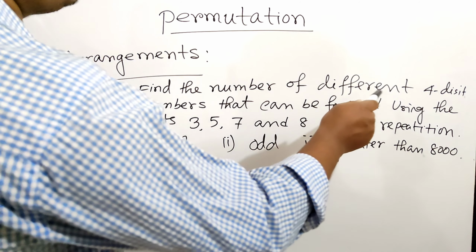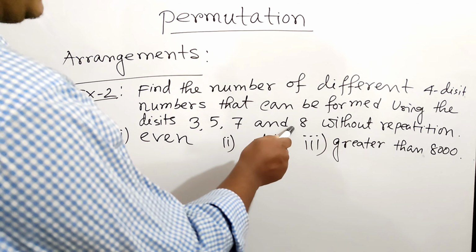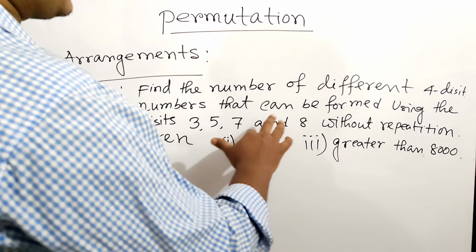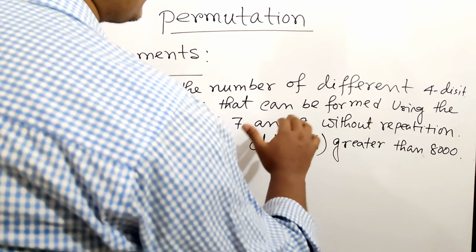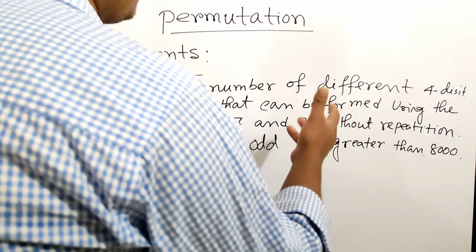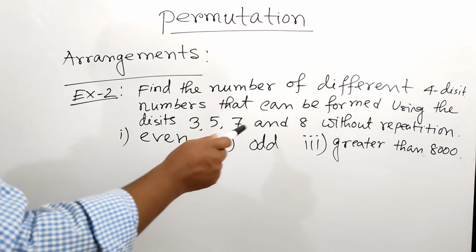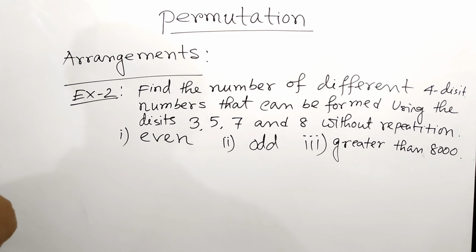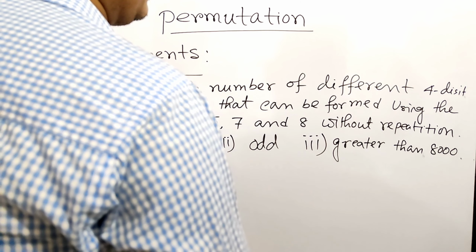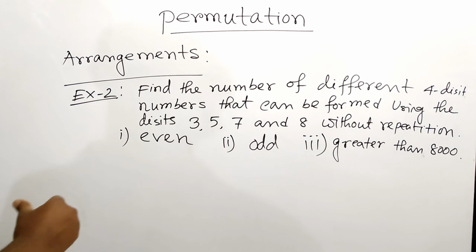Now look at example 2. The problem is: find the number of different 4-digit numbers that can be formed using the digits 3, 5, 7 and 8 without repetition. That means you cannot write a number like 8, 8, 7, 7; in a 4-digit number you cannot repeat the same digit. After that, according to these conditions, you find the 4-digit numbers: number 1 is even, number 2 is odd, number 3 is greater than 8000. So first, in how many ways can you make a 4-digit number from these given digits?